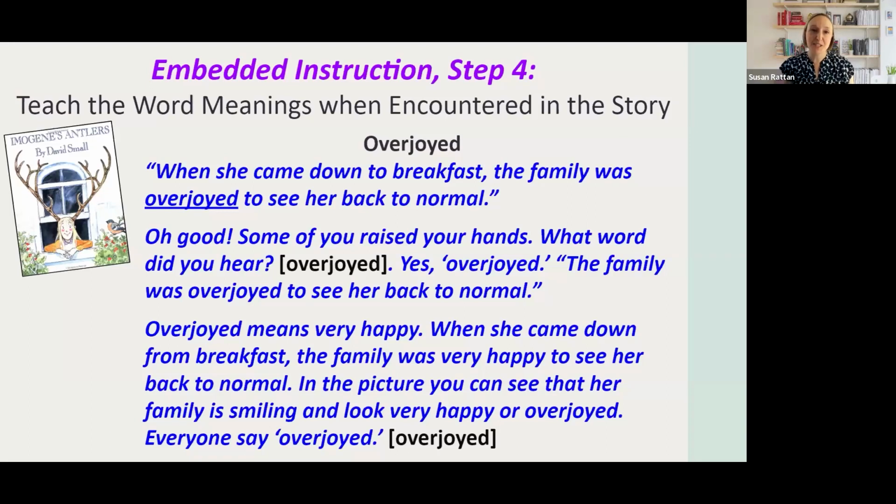And if students did not raise their hands, which sometimes happens, after you read the sentence, you could say something like, oh, I think I heard one of our words. Listen and raise your hand if you hear a word, and then just repeat the sentence. And that always works.